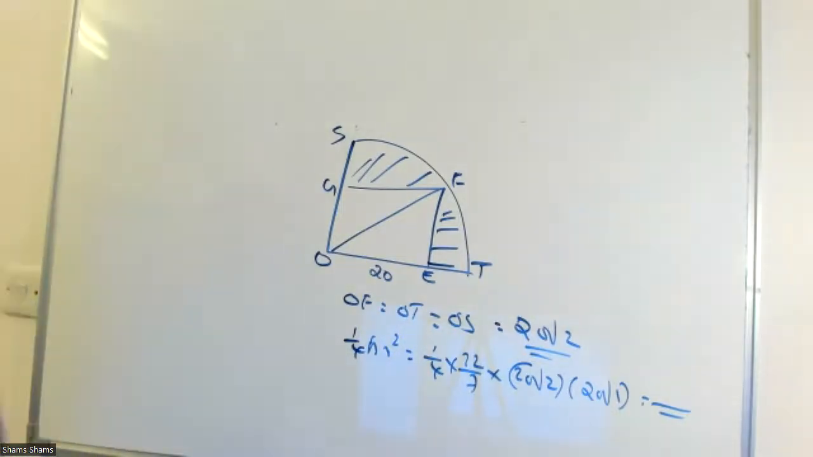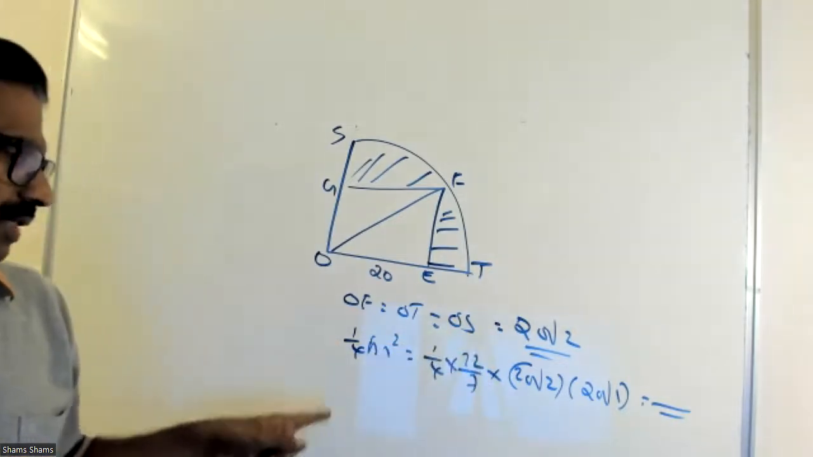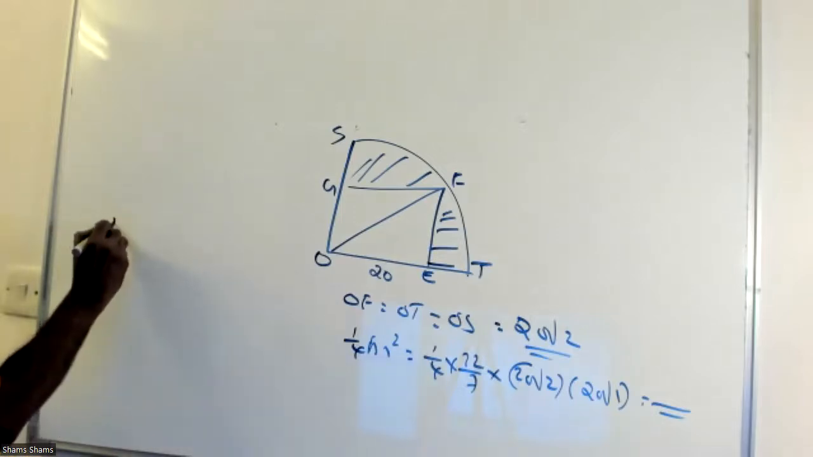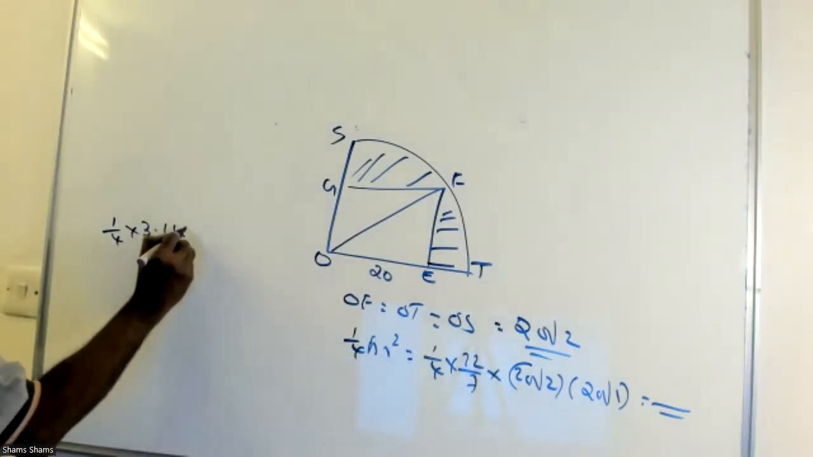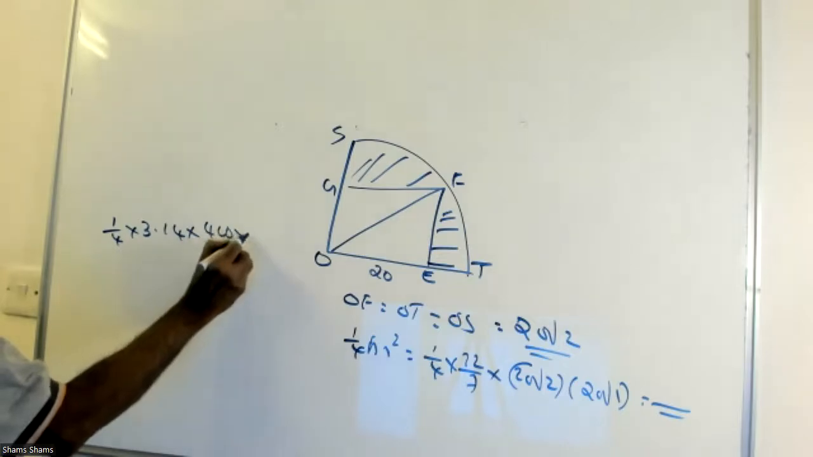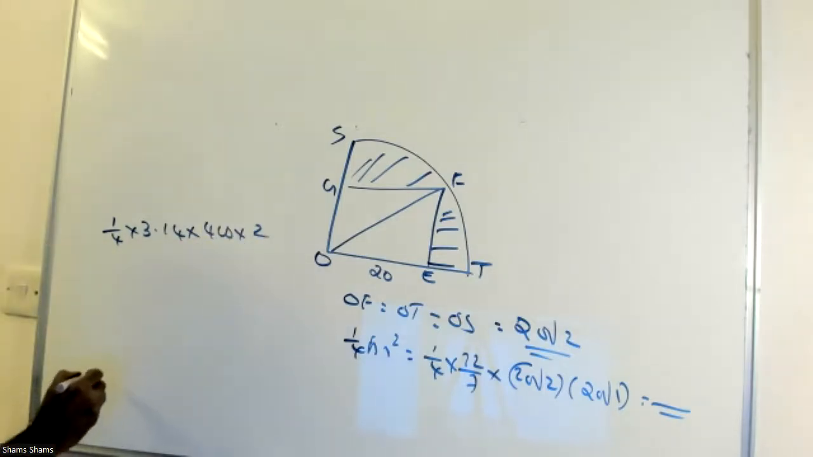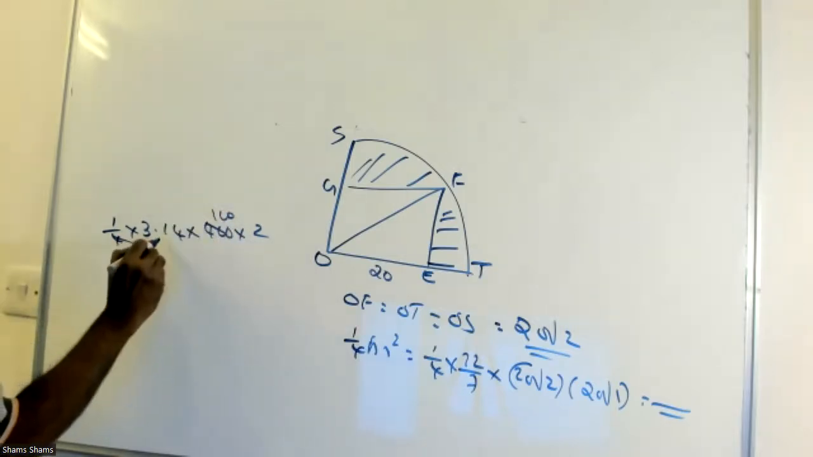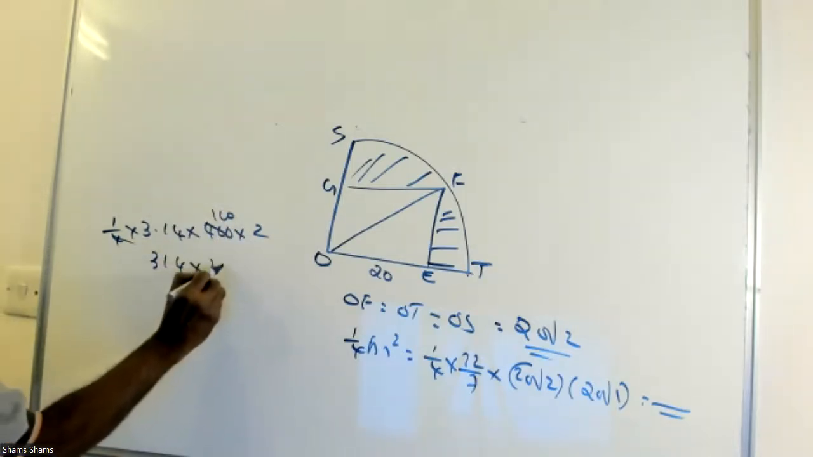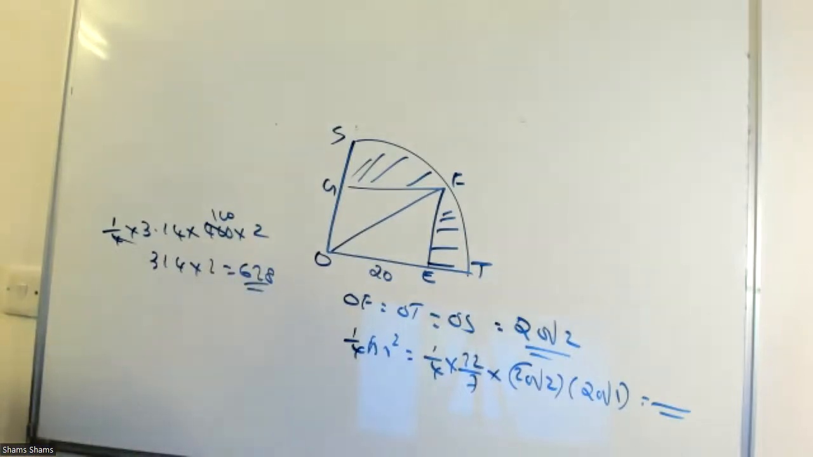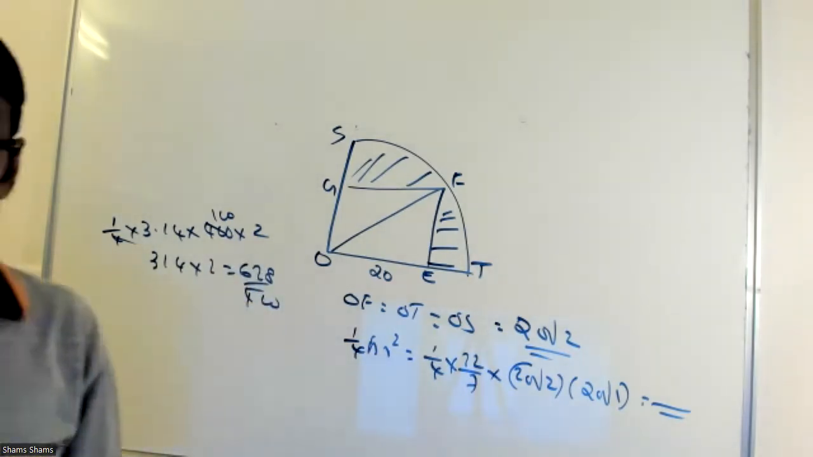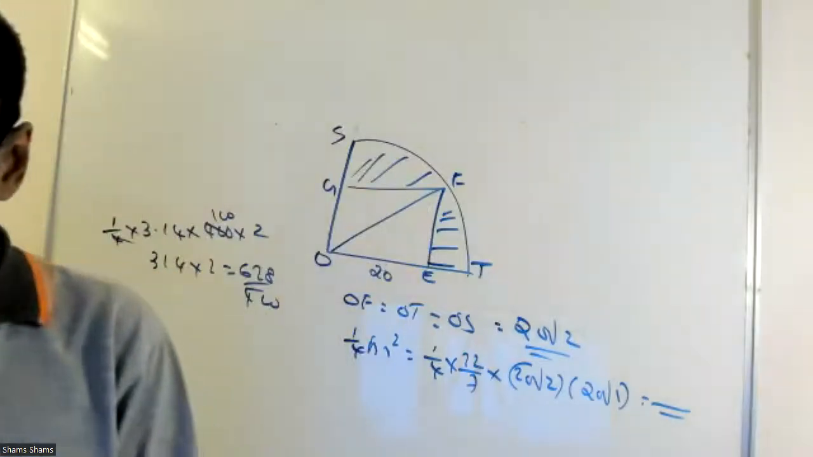Okay, so this one, area of the quarter circle, I think it's better to use pi value 3.14, it will be easy. 1/4 into 3.14 into 400 into 2. 4 cancel here, 100. Then it is 3.14 into 2, 628. Pi value 3.14 gives 628. Square 400, so 228. No problem, you don't need to change it, just keep it there.